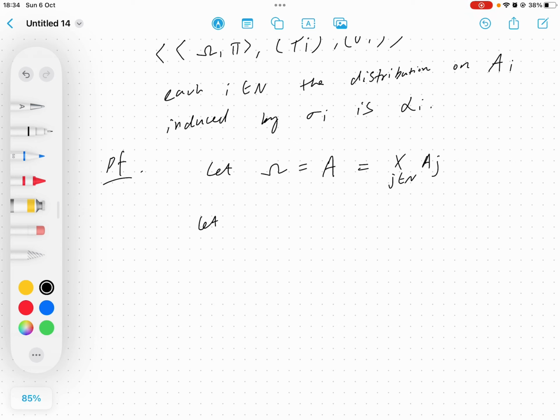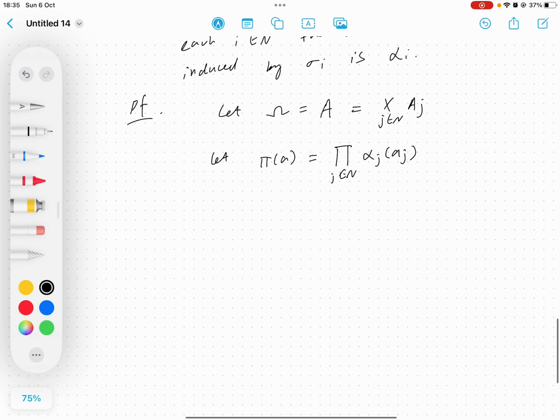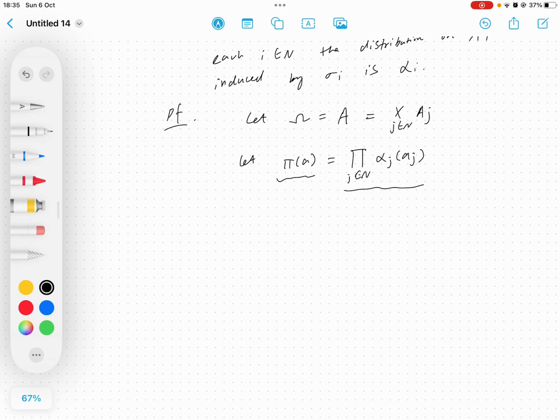And also define this pi, pi of a, to be the product over the j's of the alpha_j's, with a_j for some action. So this pi(a) is the probability measure in the correlated equilibrium, and this would be the probability that we previously saw from the mixed strategy Nash equilibrium.